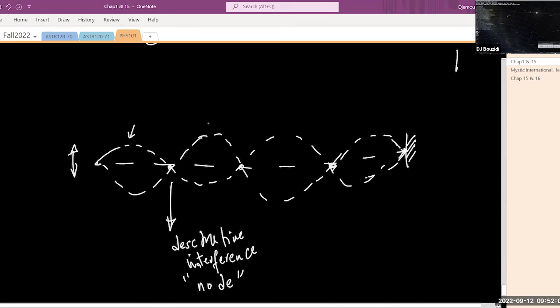And some points like this one, and this one, and this one, and this one are actually maximum displacement. Those are constructive interference. Okay, so these are antinodes.